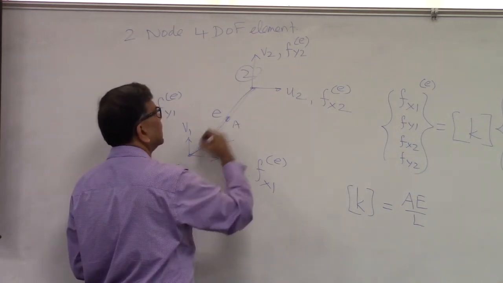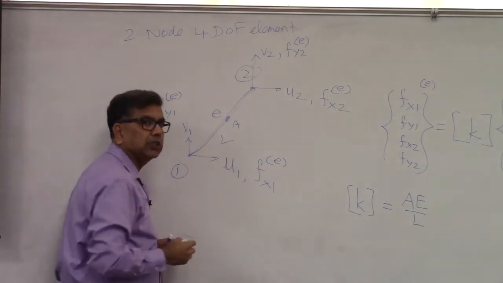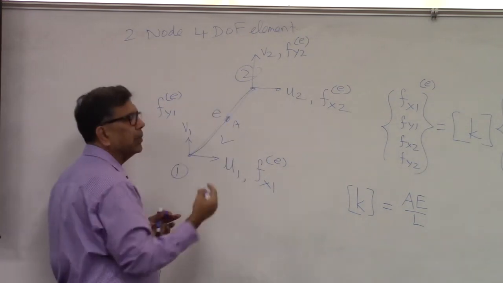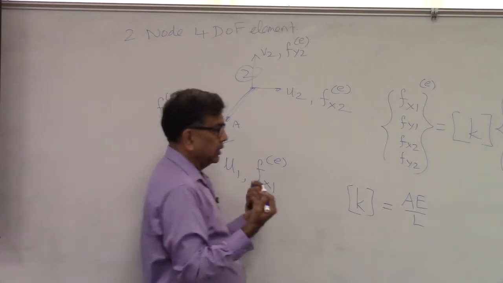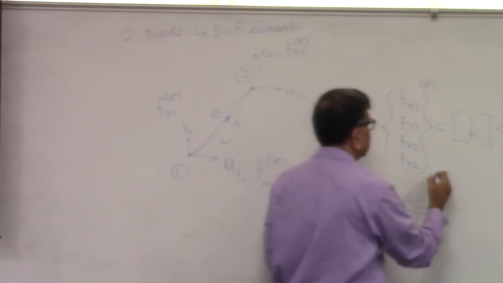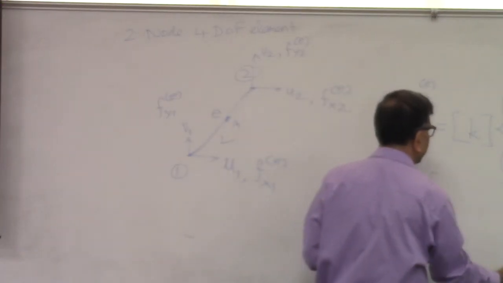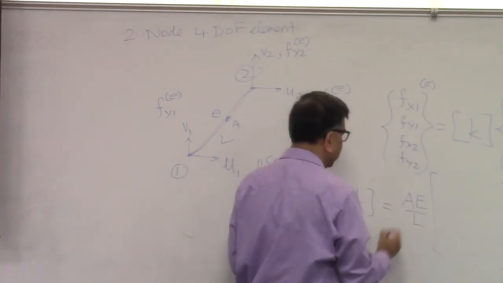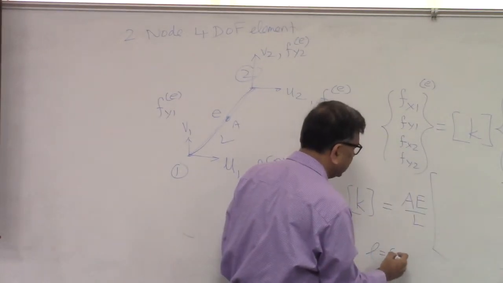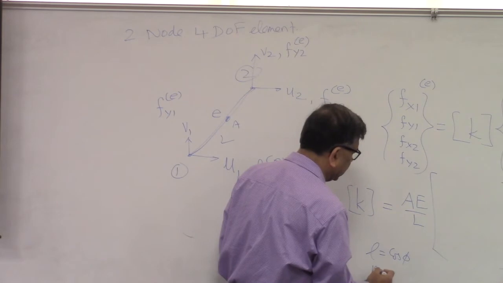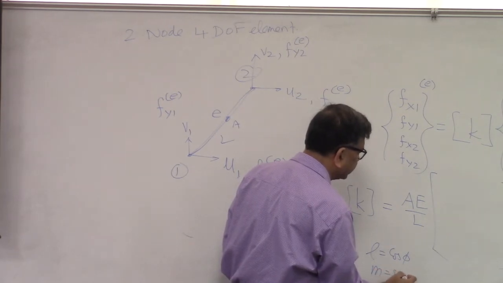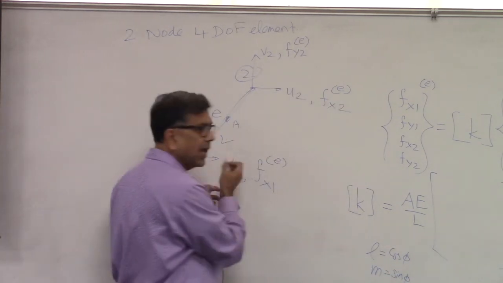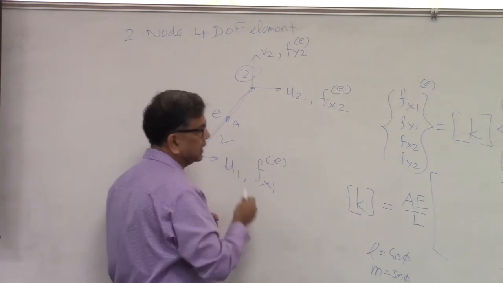L is the length of the member. E is the Young's modulus of the member, so it is a proper stiffness of the element. And then here we define L equal to cosine phi and M equal to sine phi, where phi is the angle the element makes with the x-axis.